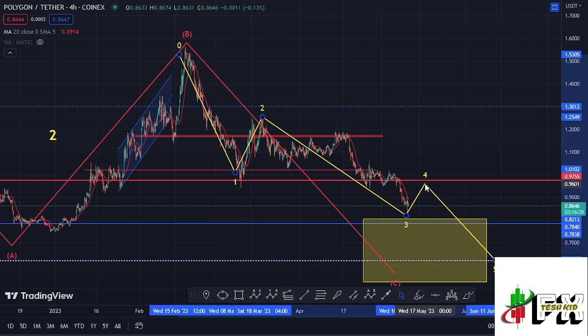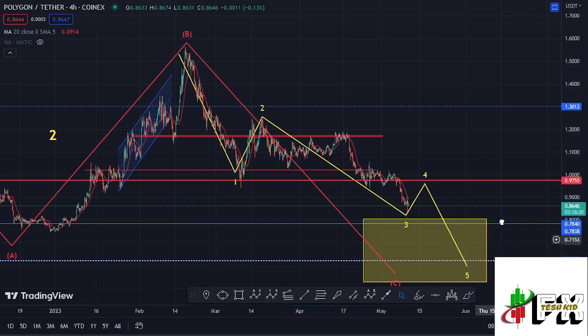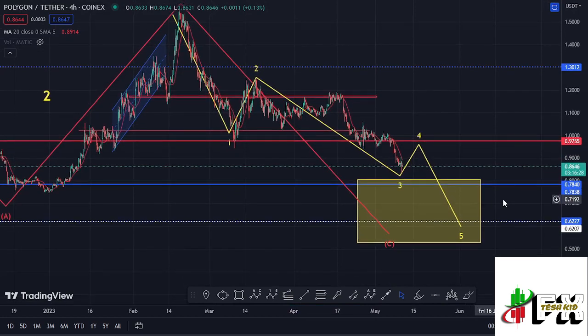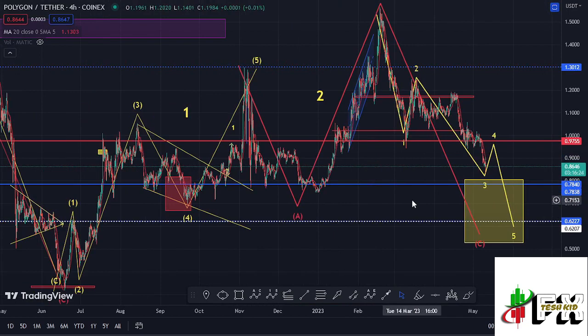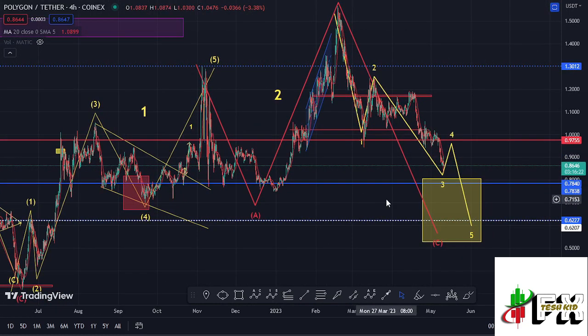$0.9755 mark in the formation of that wave 4 before we can proceed further down in the formation of this wave 5 to fully maximize our yellow target area in the formation of that larger Elliot wave count 2. So that is what I'm expecting here on the Polygon Matic chart.